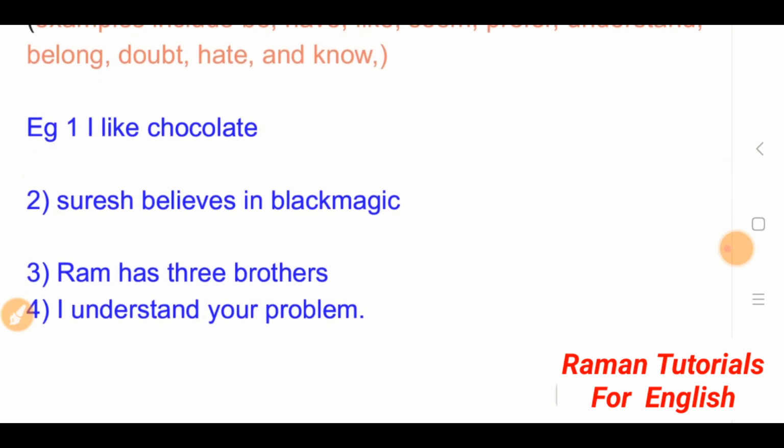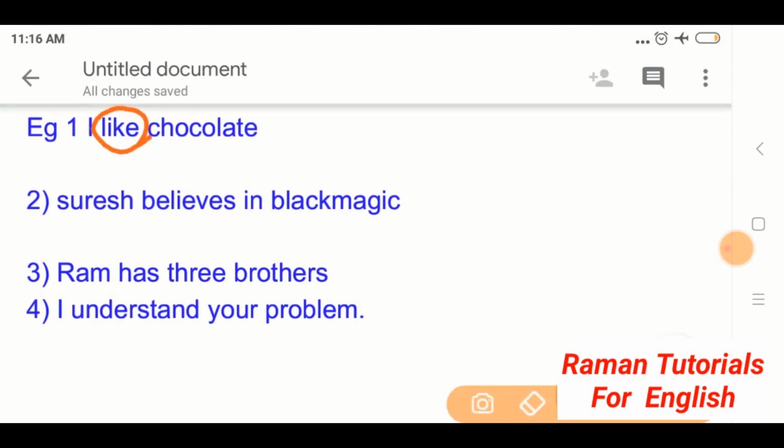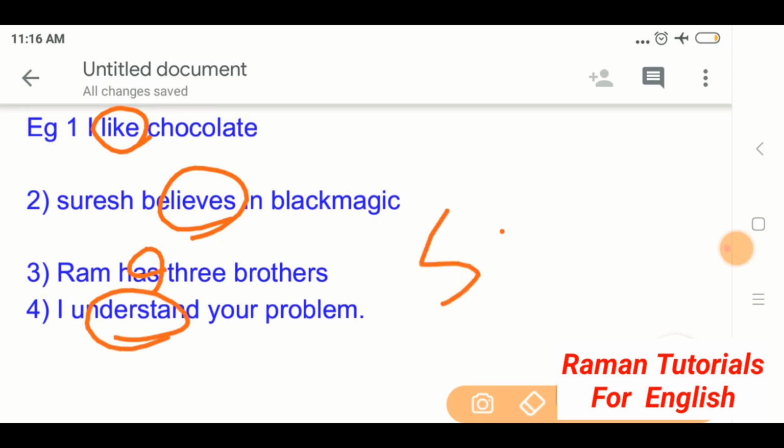I like chocolate. Suresh believes in black magic. Ram has 3 brothers. I understand your problem. Here in these 4 sentences, like, believes, has and understand are stative verbs because they are not doing any physical activity or action. These sentences just give you some information about the subject.